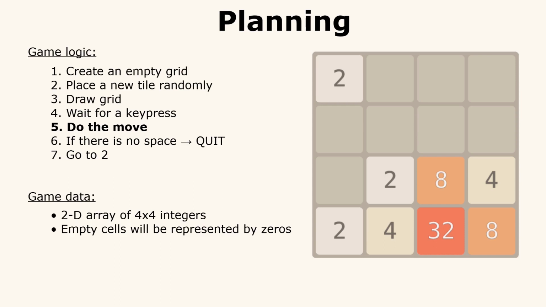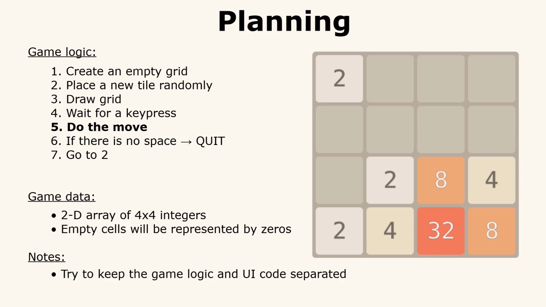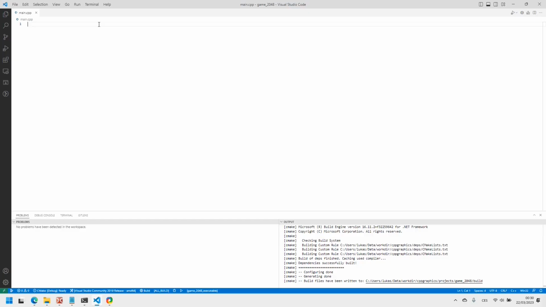Apart from the logic of the game itself, there will be some UI interaction in steps 3 and 4. We should do our best to separate concerns and not mix the game logic and the UI code. We will see how easy that will be, but we should at least keep this in mind. Now that we have roughly planned what we are about to do, we can start.